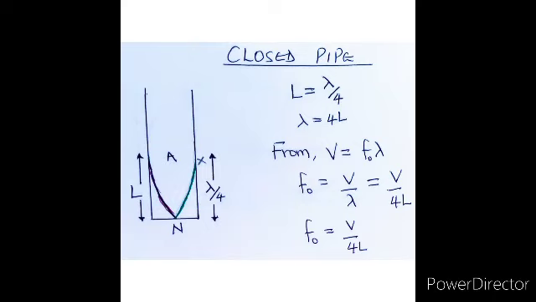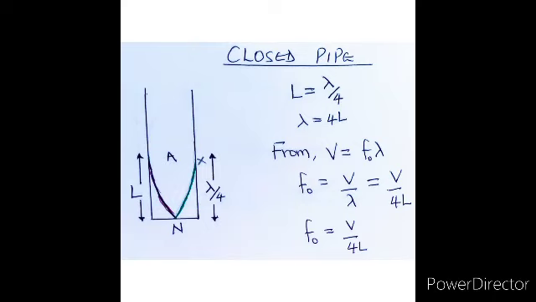Once again, we said that the closed pipe is an air column in a pipe in which one end of the pipe is closed and the other end of the pipe is open. Now, the fundamental note that is produced is what you can see in the diagram above. At the first resonance, you have a node and an antinode.